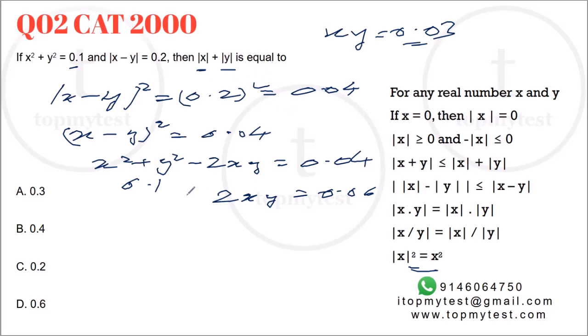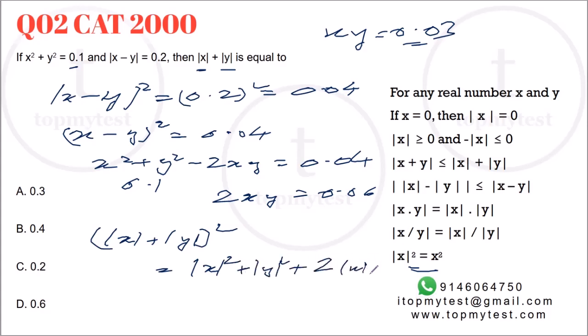Again, we'll apply the same trick again. Now modulus of x plus modulus of y whole square, right, will be equal to modulus of x whole square plus modulus of y whole square plus 2 times modulus of x into modulus of y. Now, applying this relation, modulus of x into modulus of y will be modulus of xy. Modulus of x whole square will be x square. Modulus of y whole square will be y square, right? We know all these values.